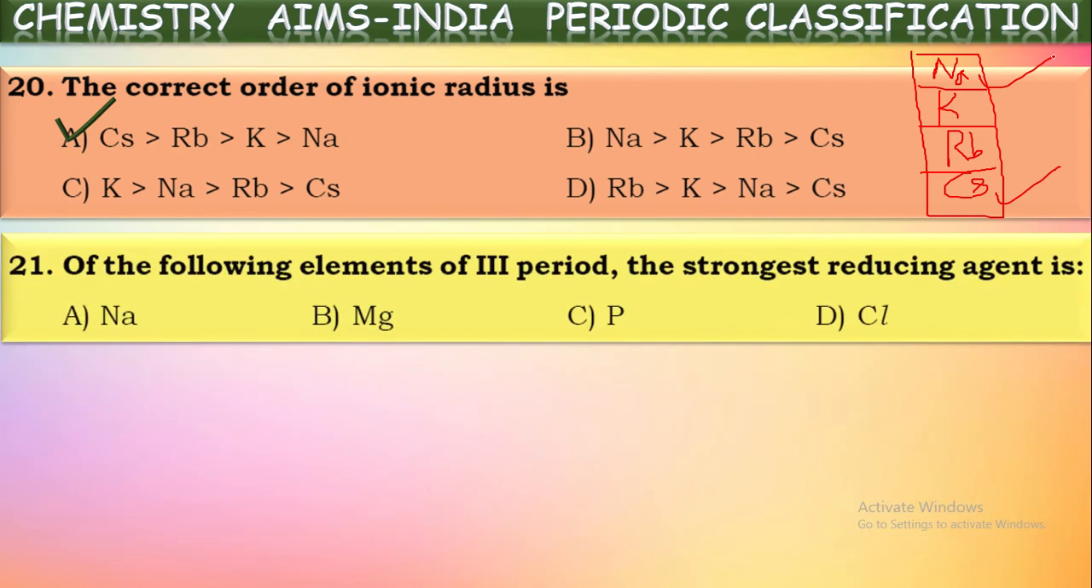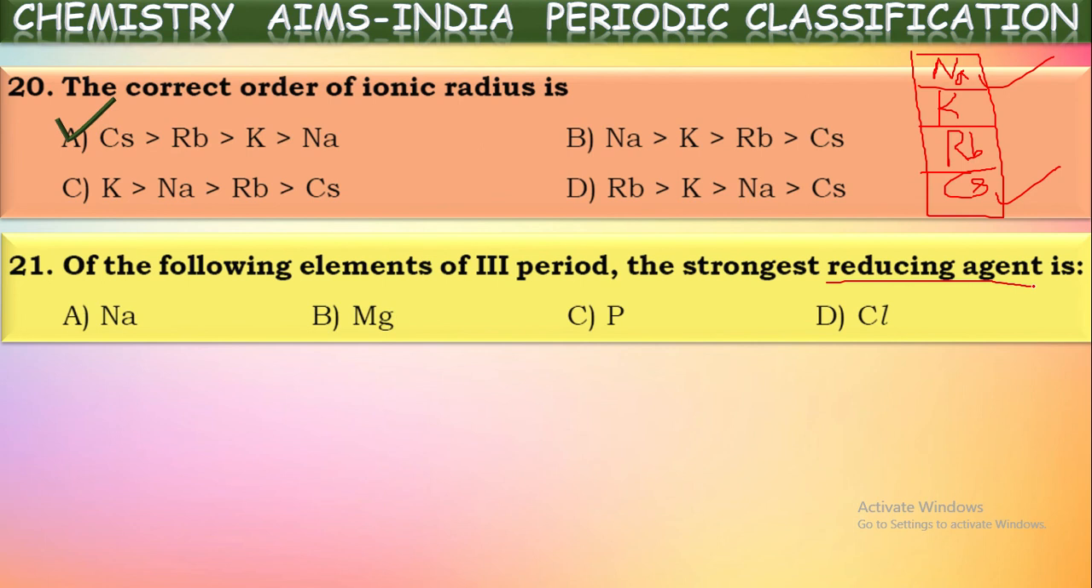Okay. Next, of the following elements of third period, the strongest reducing agent is. We need to know first what is a reducing agent. First, let us see what is reduction. So we can come back to reducing agent. Reduction means the gain of electrons. So gaining of electrons is called reduction. Now, reducing agent means the element which will help in the reduction. That means the element which gives electrons to others is called reducing agent. So by giving electrons, it will help the reduction of other substances.